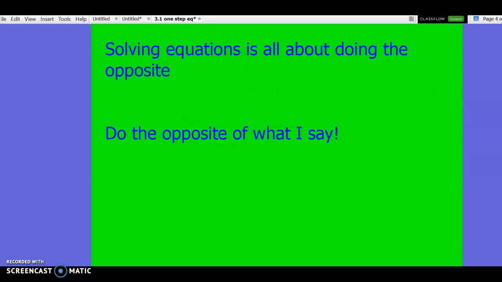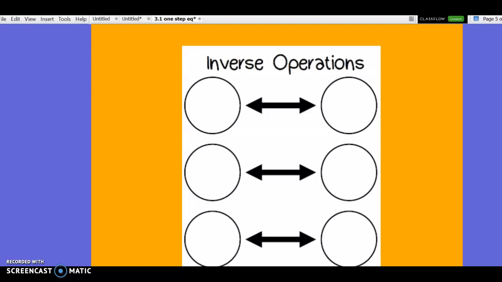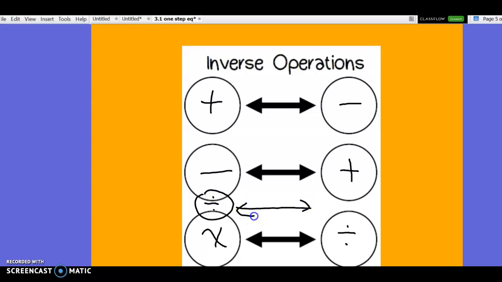You have a foldable in front of you that has opposites, and we're going to get started on that. But first of all, let's review what the opposite of all of our different operations are. The opposite of adding is subtracting. The opposite of subtracting is adding. The opposite of multiplying is dividing, and the opposite of dividing is multiplying. Keep in mind that those are opposite operations, and that's going to help us in solving equations.